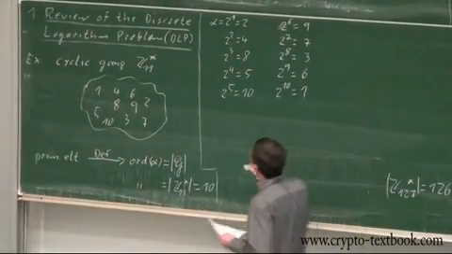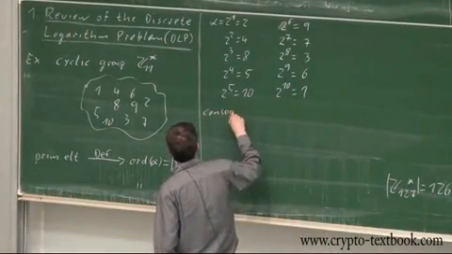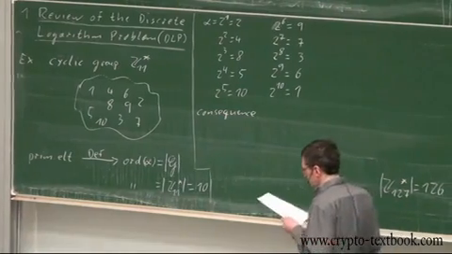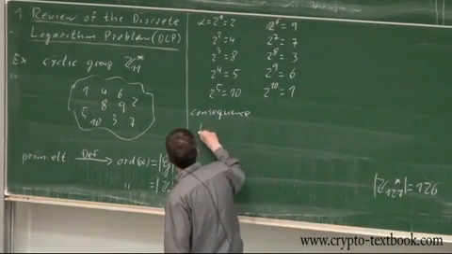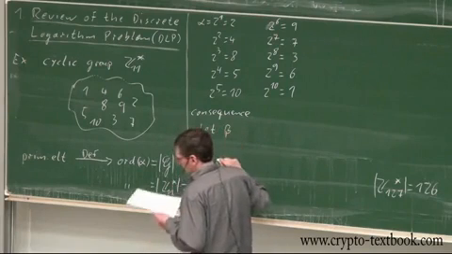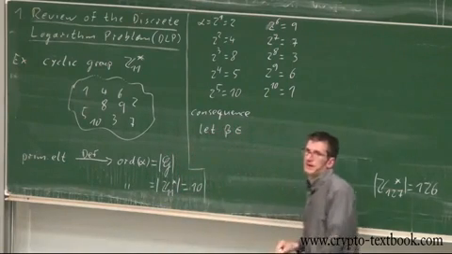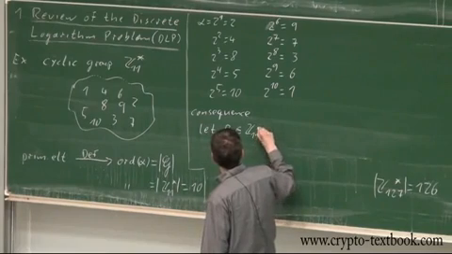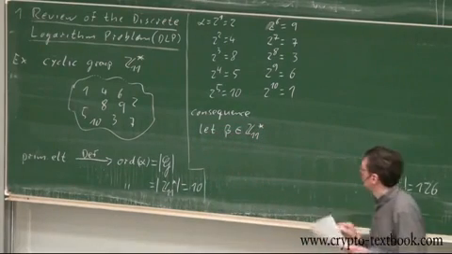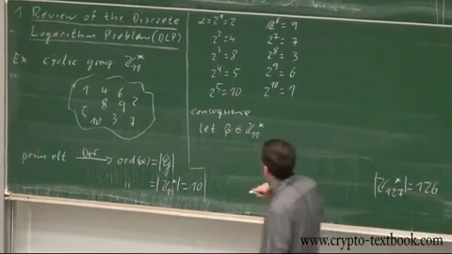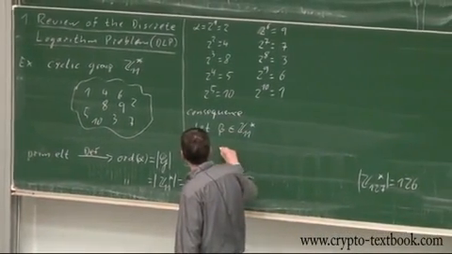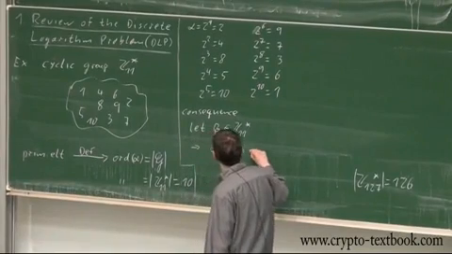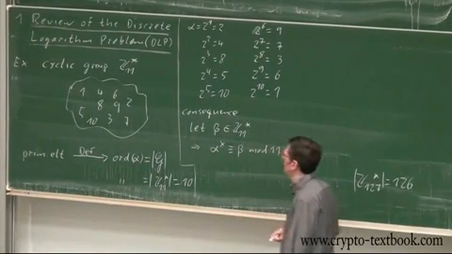Okay, so one important consequence is now, if you pick any element beta in the group, what we know for sure is that this element beta can be expressed as alpha to the x modulo 11. Okay?